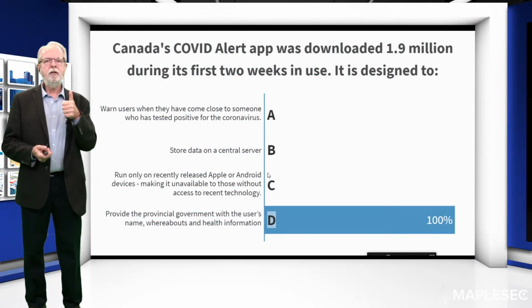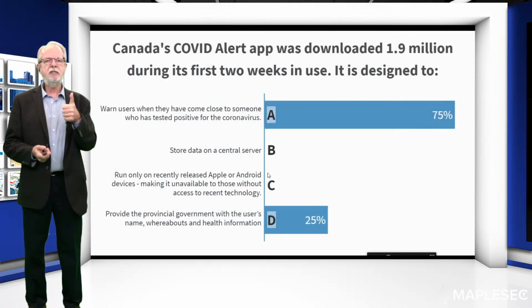Question 5, last question. Canada's COVID Alert app was downloaded 1.9 million times during its first two weeks of use. 1.9 million, and 1.9 million and 1 right now. Get out there. It's designed to A, warn users when they have come close to someone who's tested positive for the coronavirus.